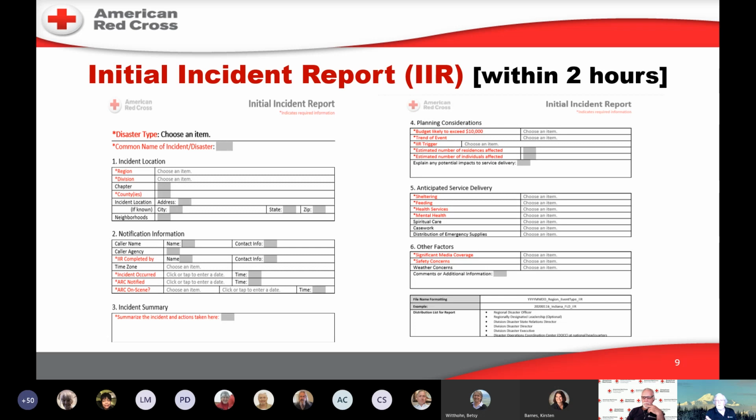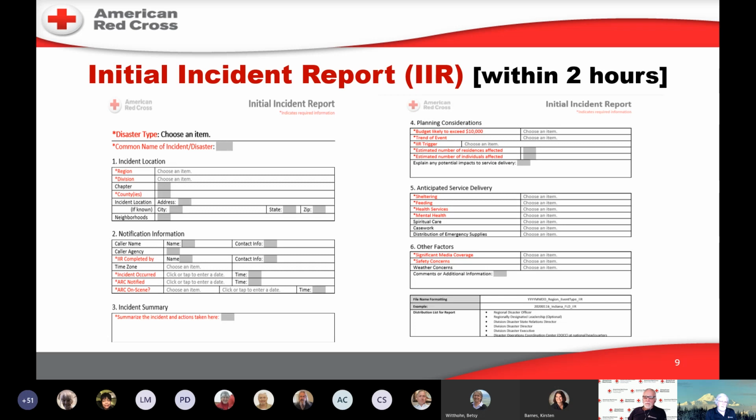The trend of the event is basically where are we in the process of it? Is it growing? Has it stopped? Are we coming in after the action? And then what is our trigger for the IIR? Those are listed later on in the report, but a common trigger is there is a death, there's a lot of media, there are injured Red Cross people, there's a Red Cross facility hurt, or you feel it's going to go over $10,000. Any one of those is a trigger.